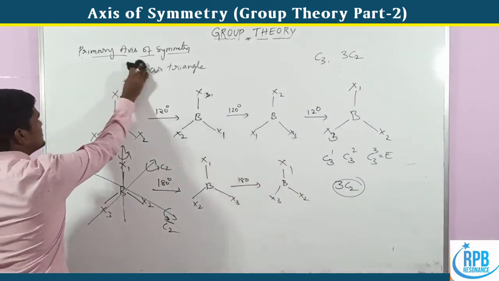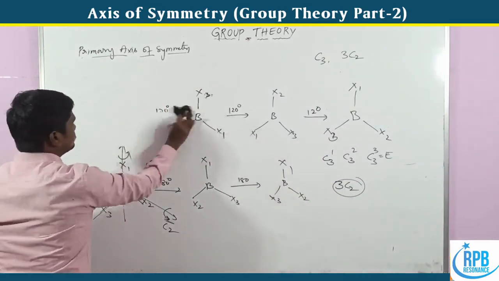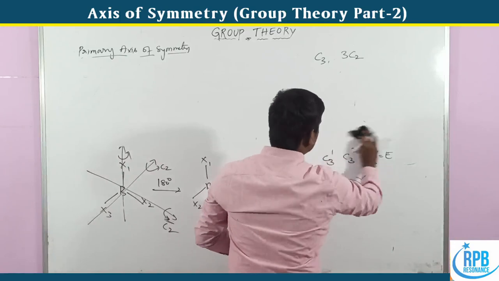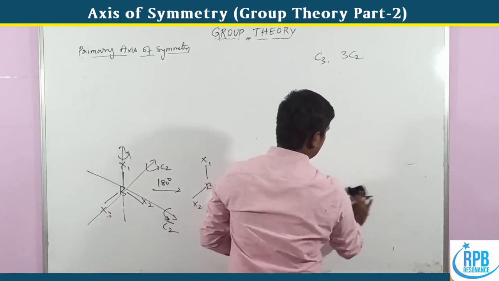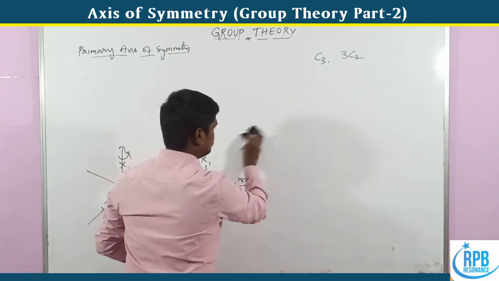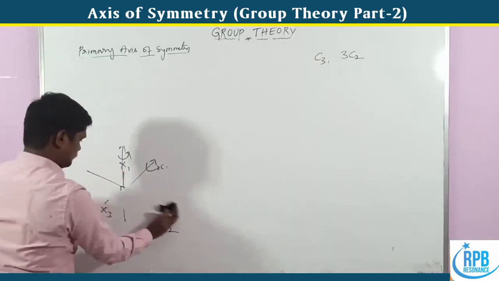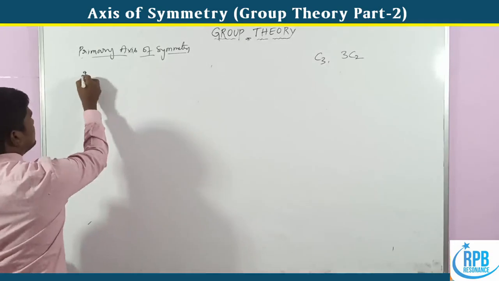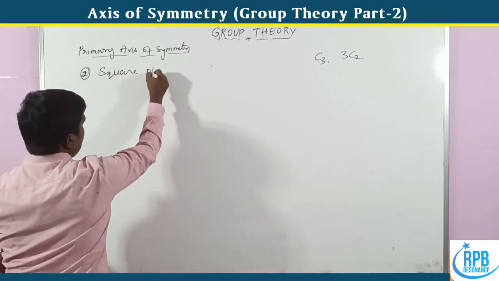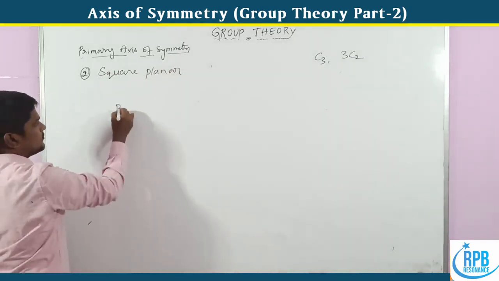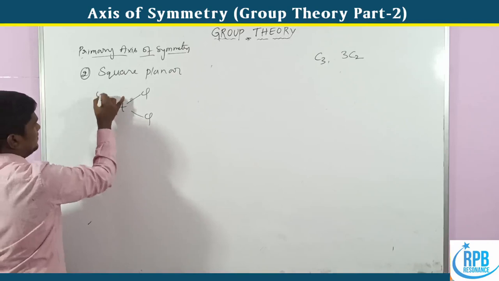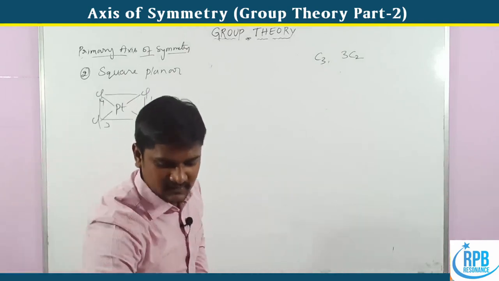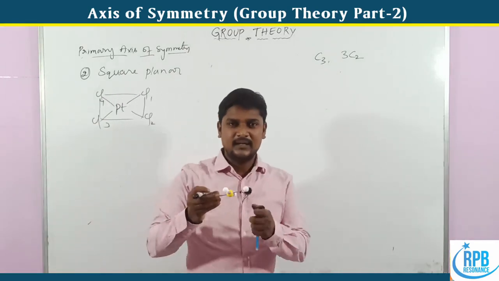Now let's move on to some square planar models. The second one is square planar complexes. Square planar complexes are molecules. So simply the best example is Cl1, Cl2, Cl3, Cl4 around a central atom. So this is a square planar molecule.